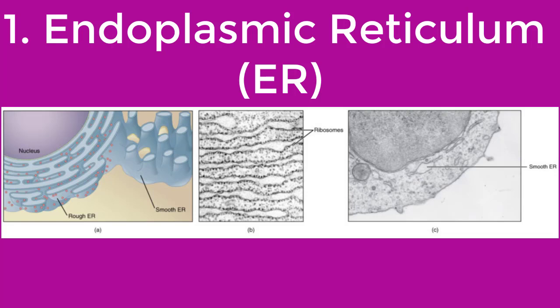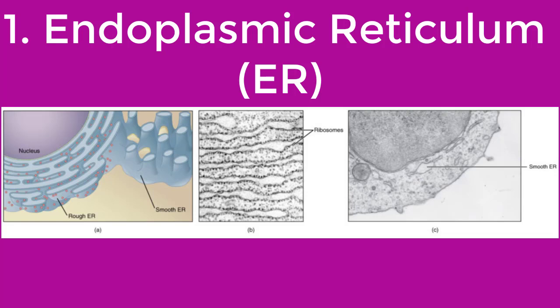In contrast with the smooth endoplasmic reticulum, the primary job of the rough endoplasmic reticulum is the synthesis and modification of protein destined for the cell membrane or for export from the cell. And for this protein synthesis, many ribosomes attach to the ER, giving it the studded appearance of rough endoplasmic reticulum.